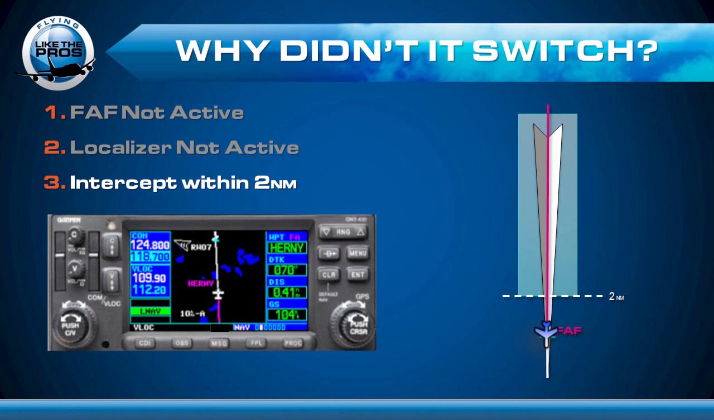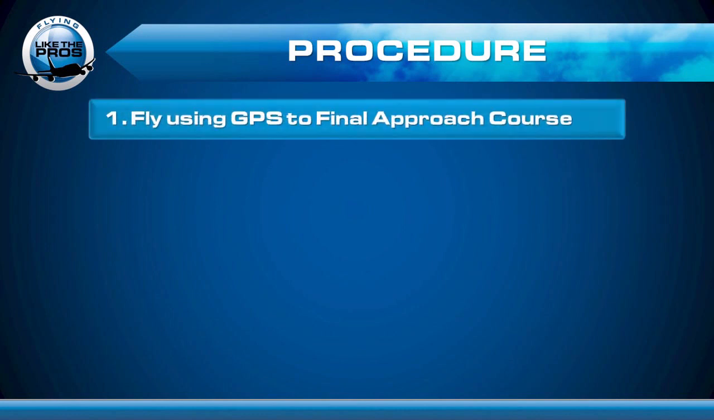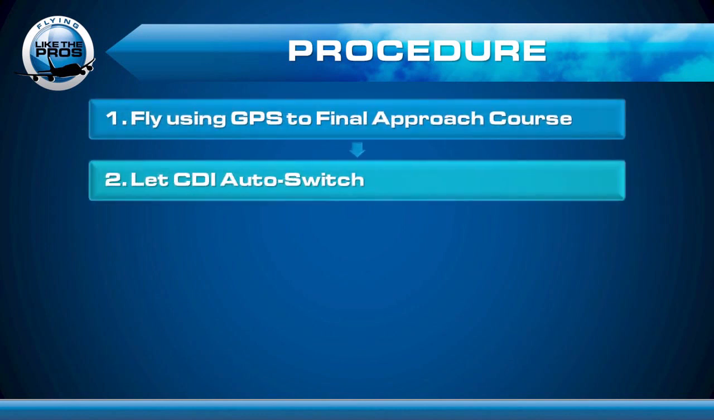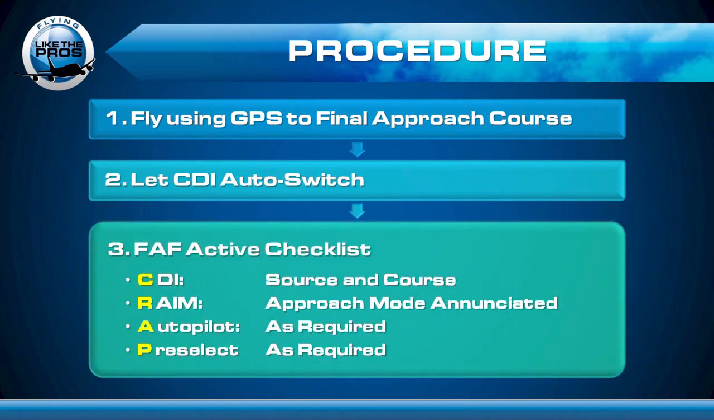So don't get us wrong, we do like the automatic switching, but we never fully trust the automation. So here is the procedure we use to make sure it worked correctly. Step 1 is fly using GPS to the final approach course. Step 2, let the CDI automatically switch from GPS to VLOC. Step 3 is the final approach fix active checklist, and that means when the final approach fix becomes the active waypoint, we run the CRAP mnemonic.